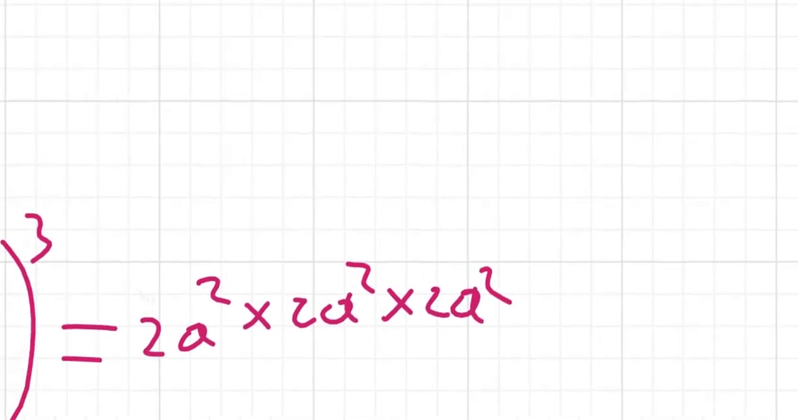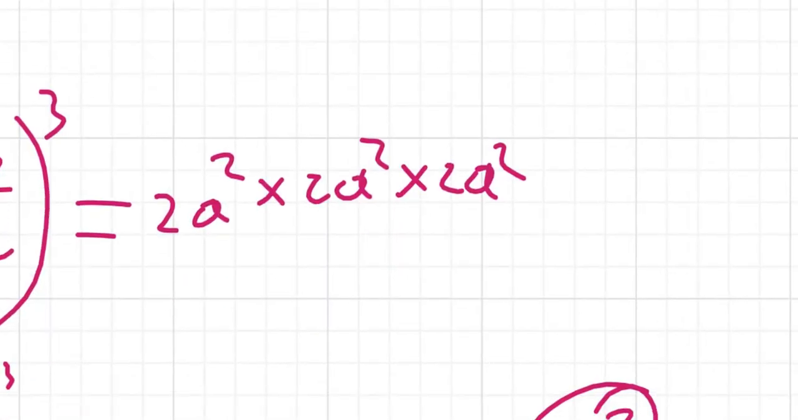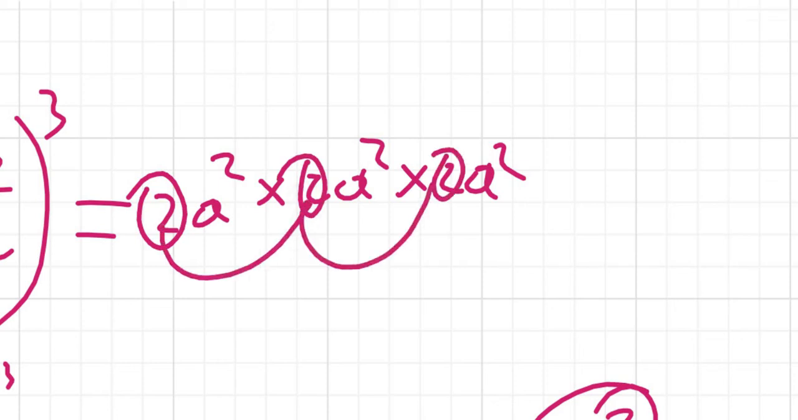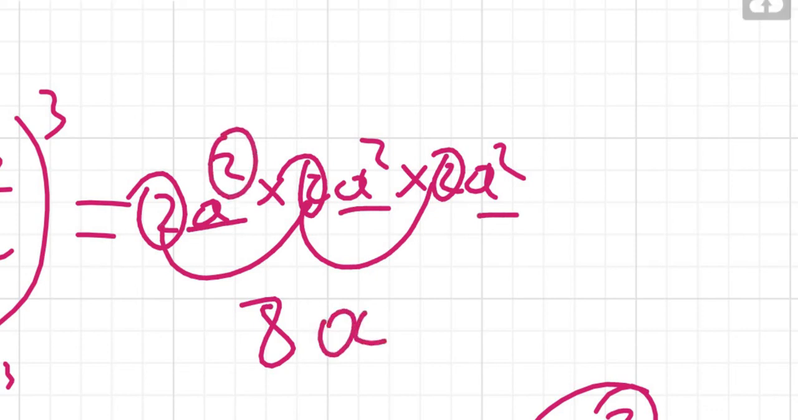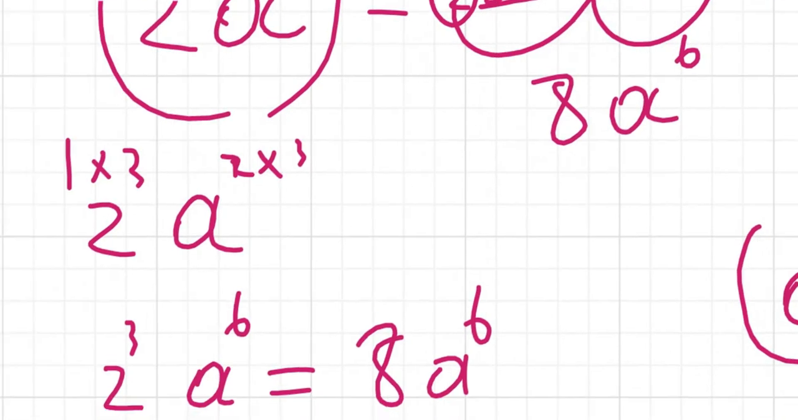Since the coefficients are the same, we could just multiply these. So 2 times 2 is 4, and 2 times 2 times 2 is 8. And since the bases are the same, we just take back 1 and we add the powers. So we have 2 plus 2 plus 2 gives us 6. And so we will actually have the same thing.